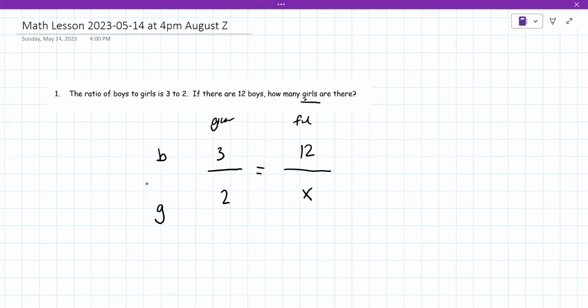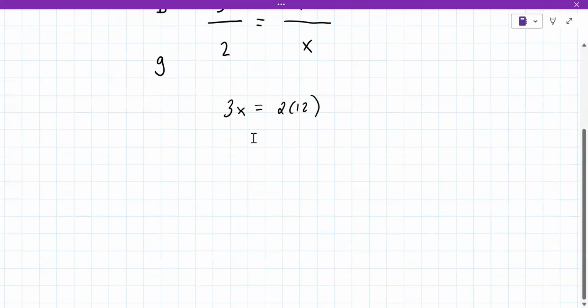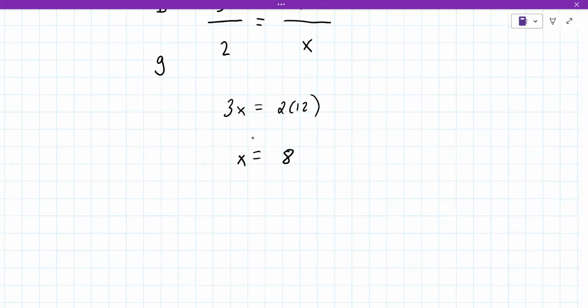So you cross multiply. That would be 3x equals 2 times 12. 2 times 12 equals 24. Divide 24 by 3. 3 can go into 24 8 times. So there are 8 girls.